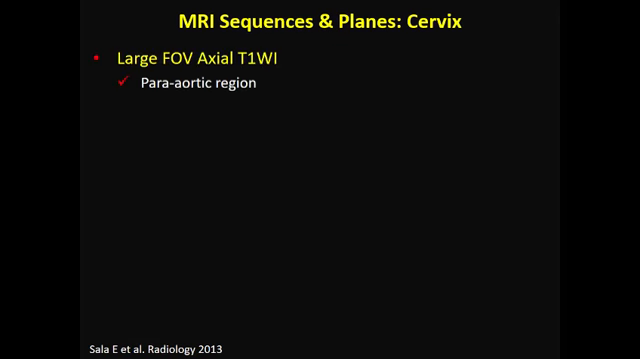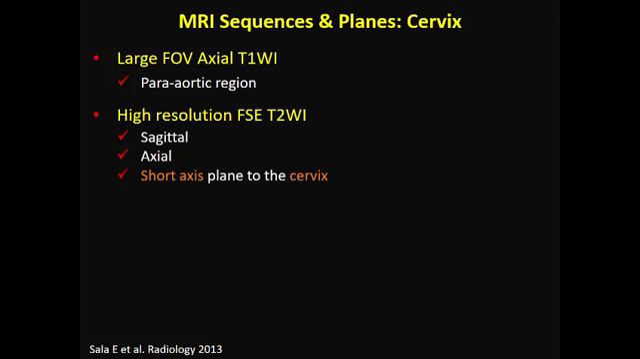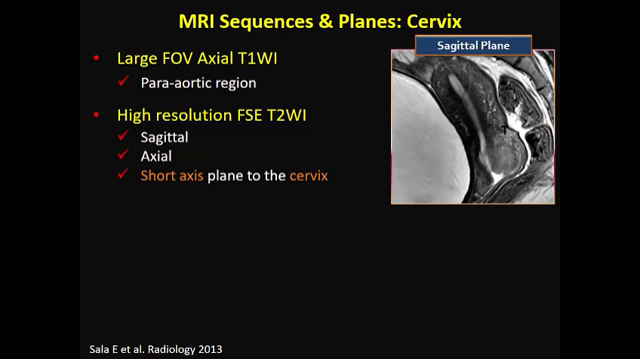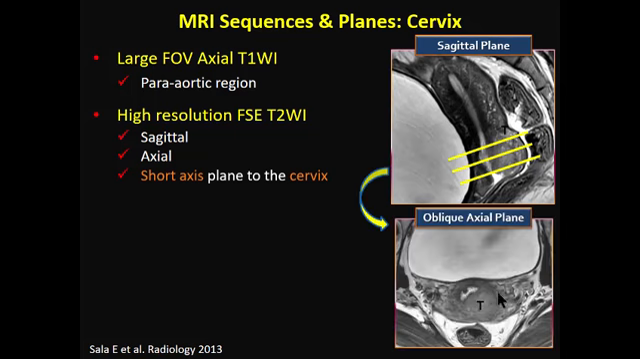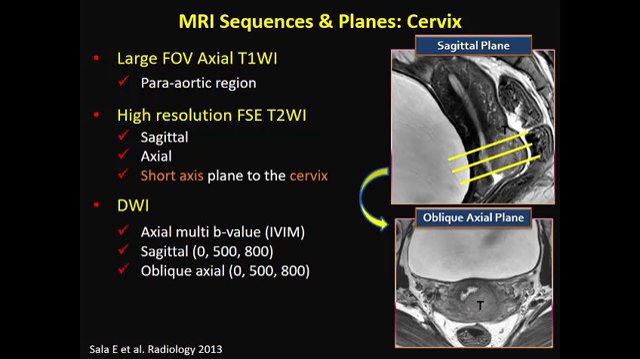When it comes to the cervix, again, you need a large field of view axial T1 weighted images to look at the para-aortic region for lymphadenopathy. The high-resolution images, you really don't need the coronal in this case, or at least we don't do the coronal in this case, we do sagittal and axial. In this case, the short axis plane is to the cervix, so perpendicular to the cervix, and here you go, there is a sagittal image here with the tumor in the posterior cervix here. And if you do the oblique plane, so perpendicular to the tumor or to the cervical canal, you have these oblique axial planes, which allow you to actually look at the depth of myometrium invasion, cervical stroma invasion very nicely.